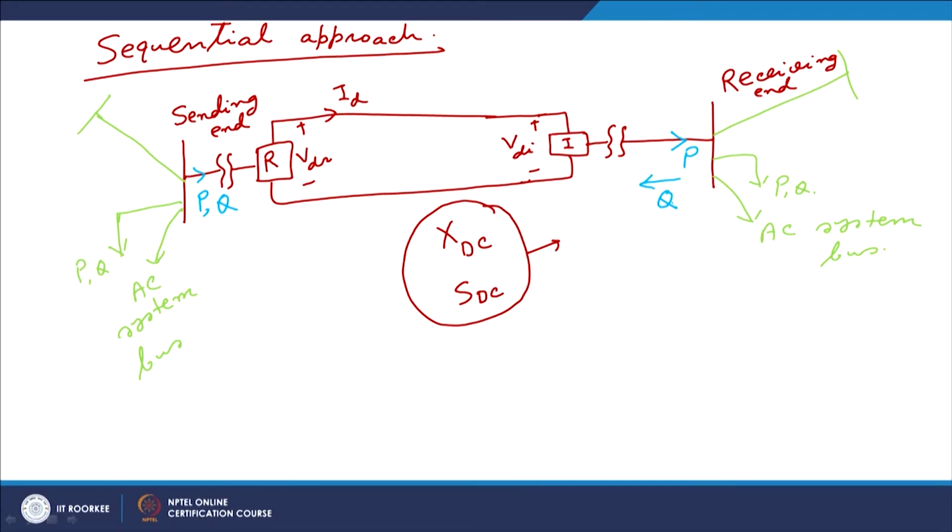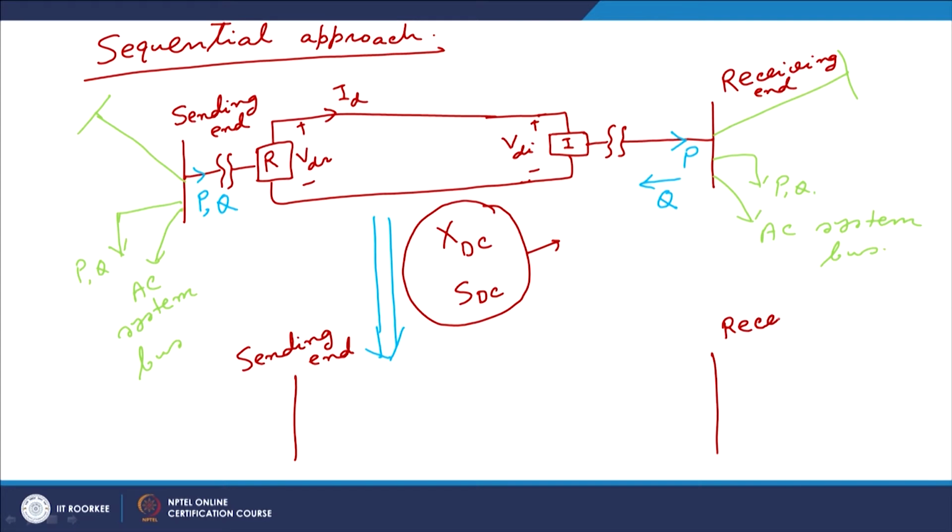So in the case of sequential operation, we represent the effect of the rectifier and the effect of the inverter on the sending end and receiving end buses as some equivalent power injection. Effectively, this is again the sending end bus, and this is the receiving end as usual.